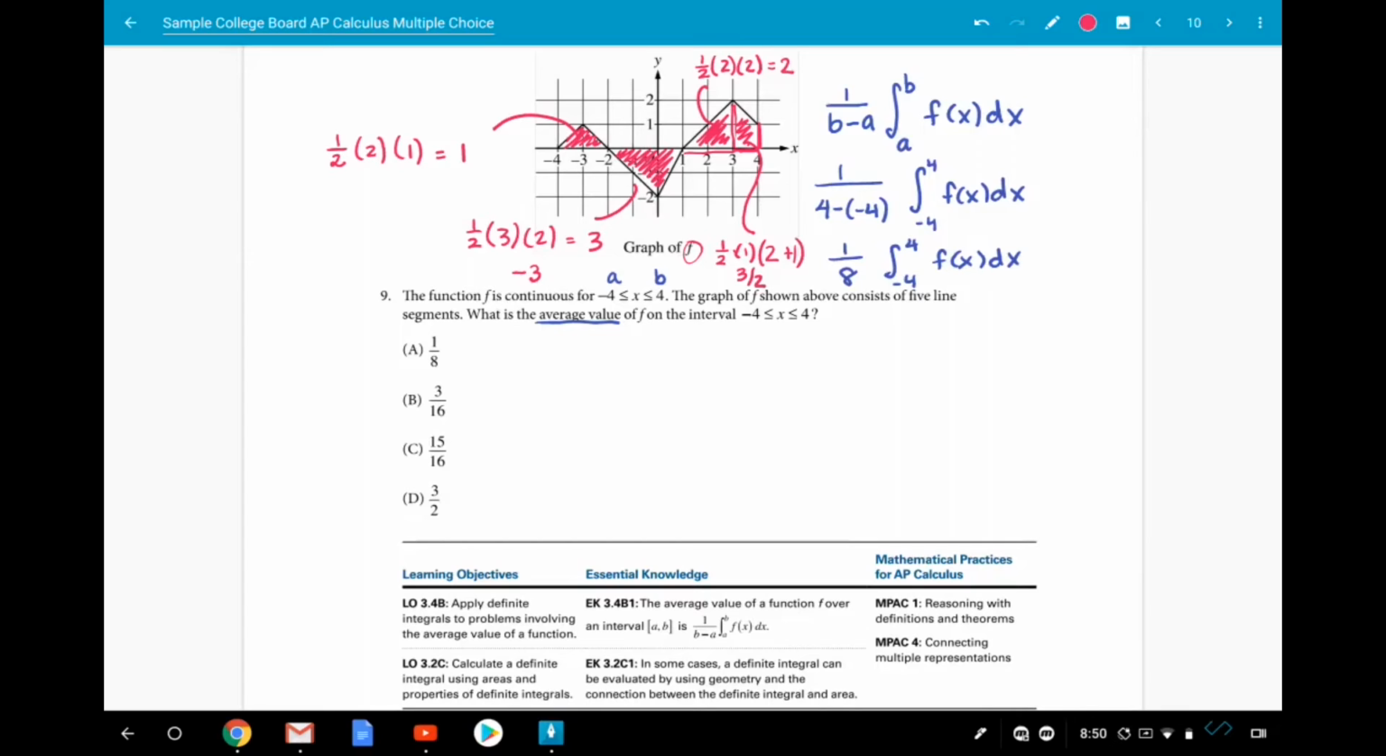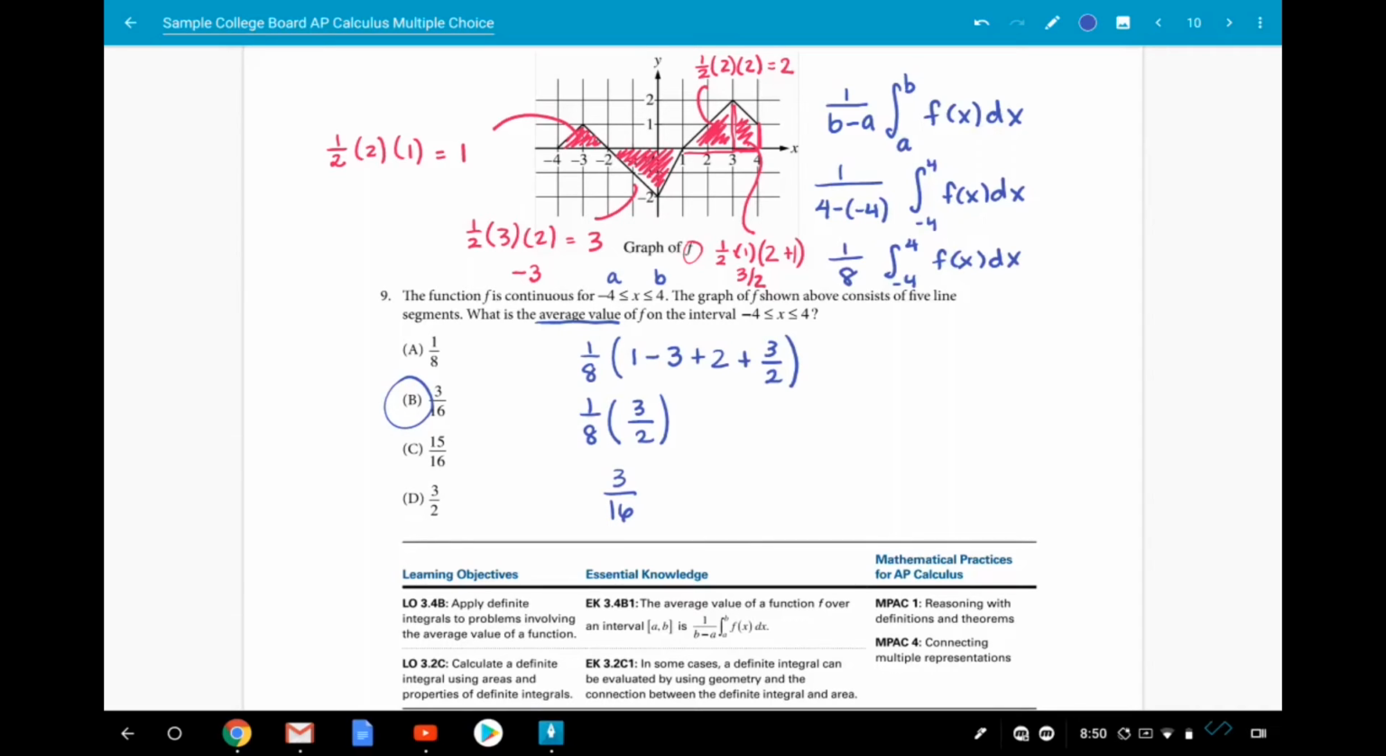So let's add up all of this and simplify. So we're going to get 1/8 times, that is 1 minus 3 plus 2 plus 3 over 2. So 1 minus 3 is negative 2 plus 2. That cancels out, so it's 3 over 2, which is 3 over 16. And the answer is B.